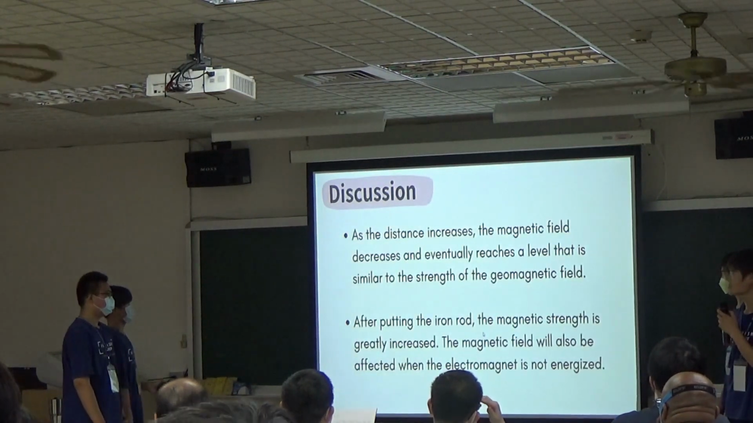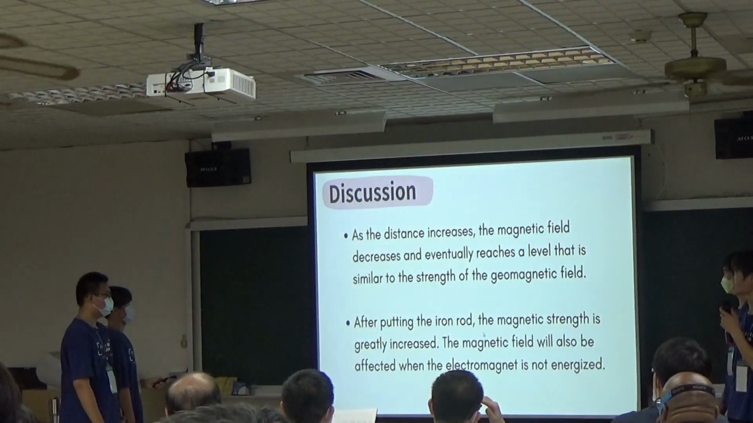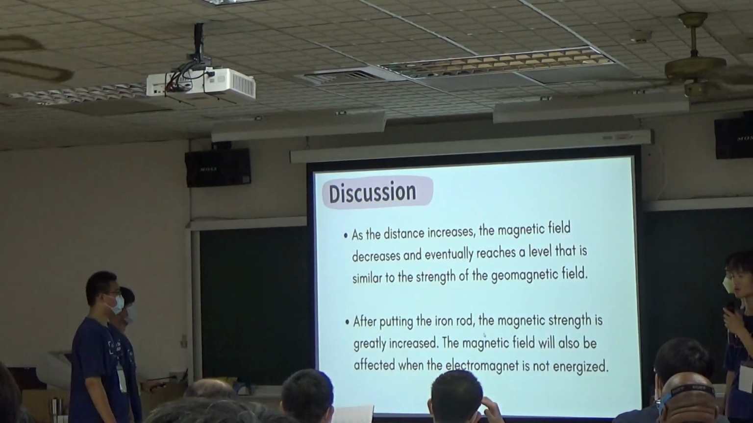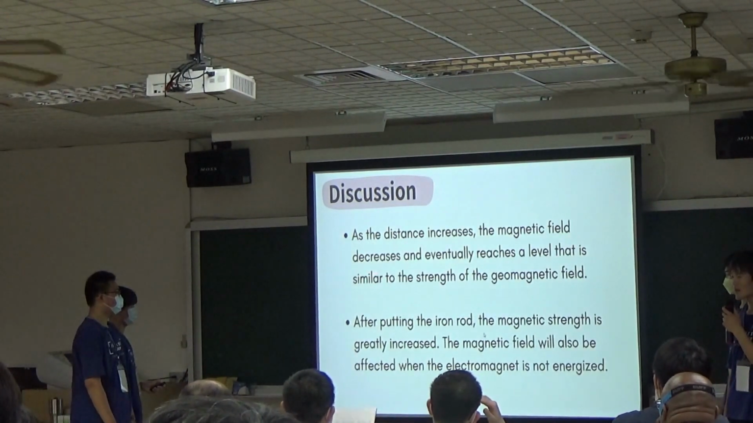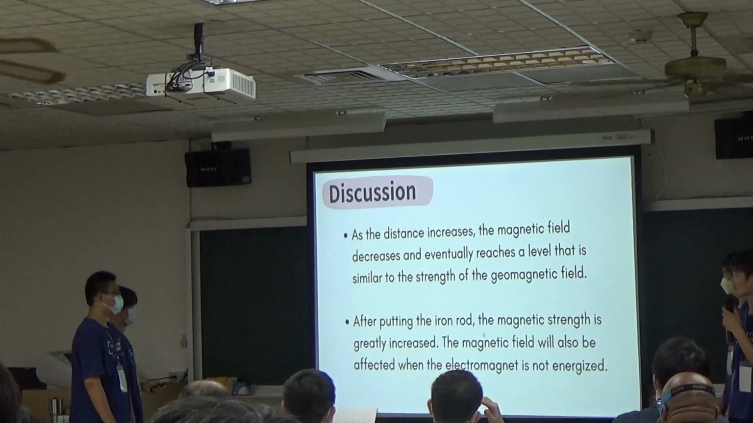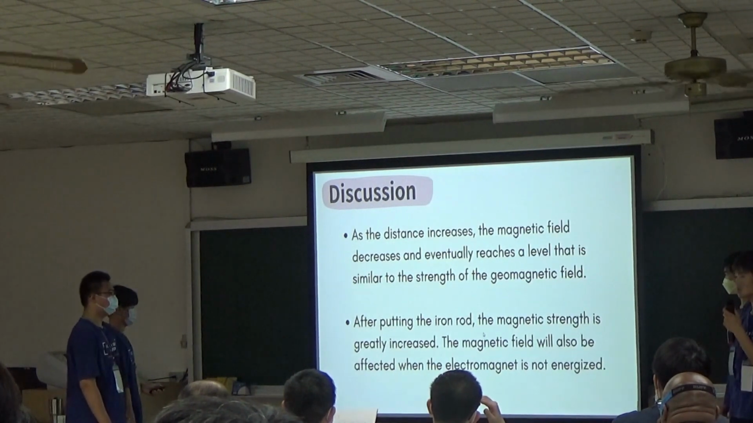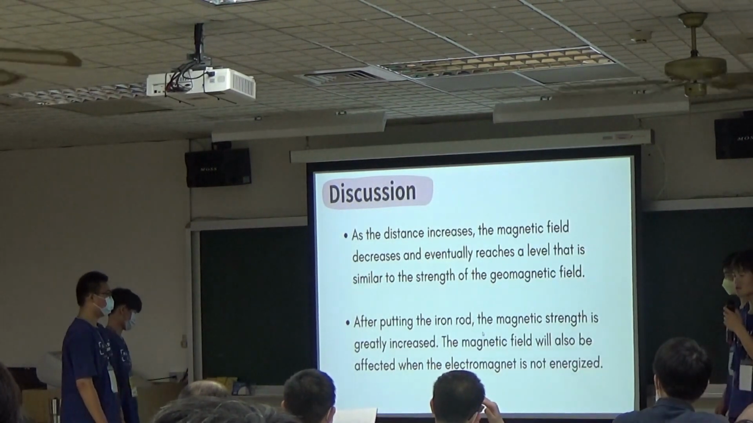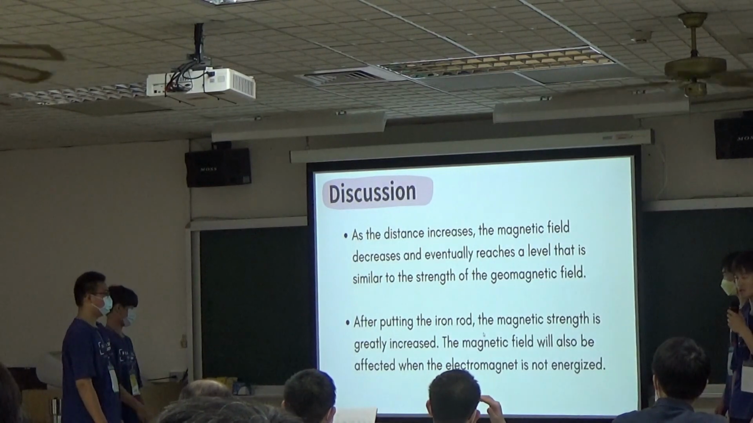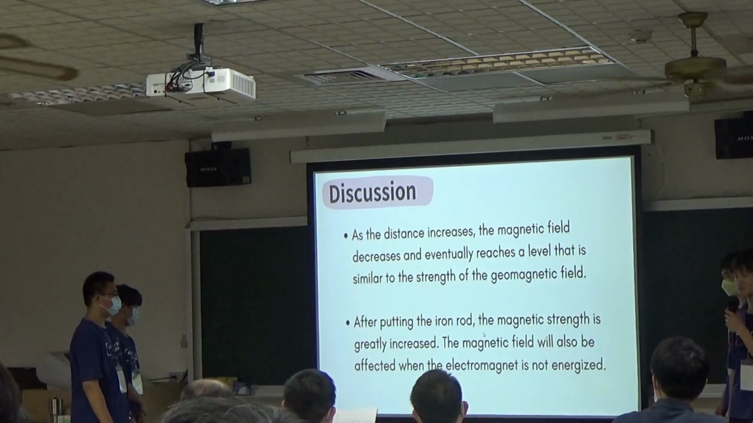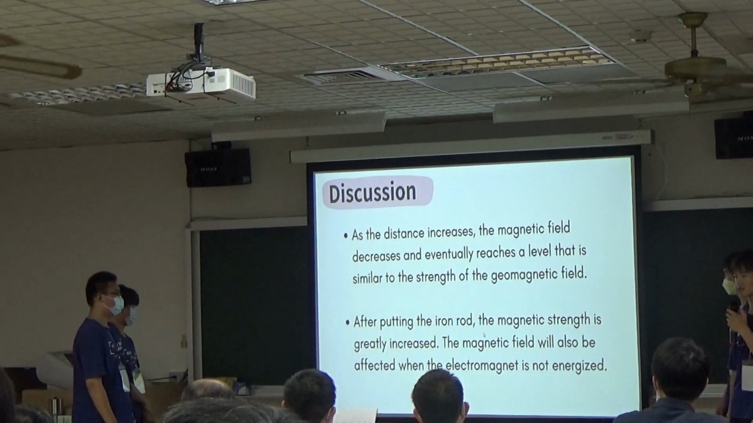Discussion. We found that as distance increases, the magnetic field will become lower and approach the geomagnetic field. Also, we found that after putting the iron rod in our coil, the magnetic field will increase largely.